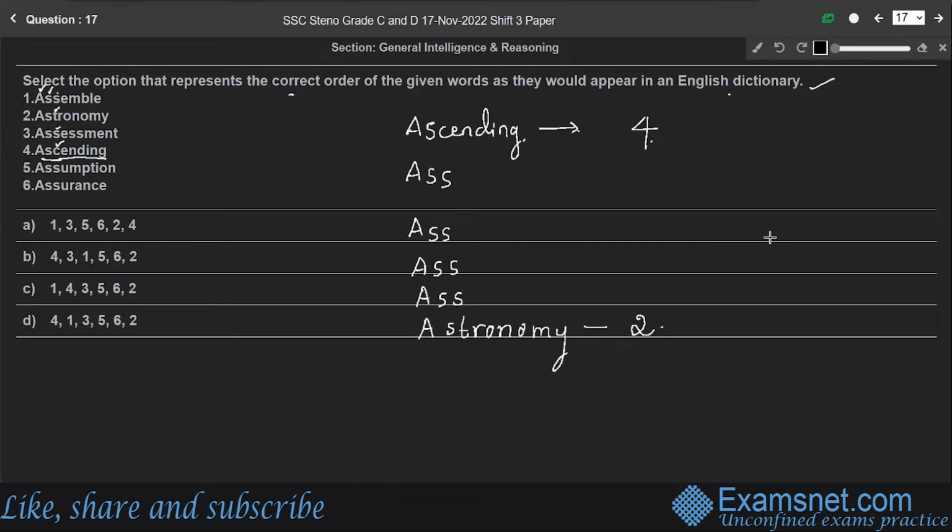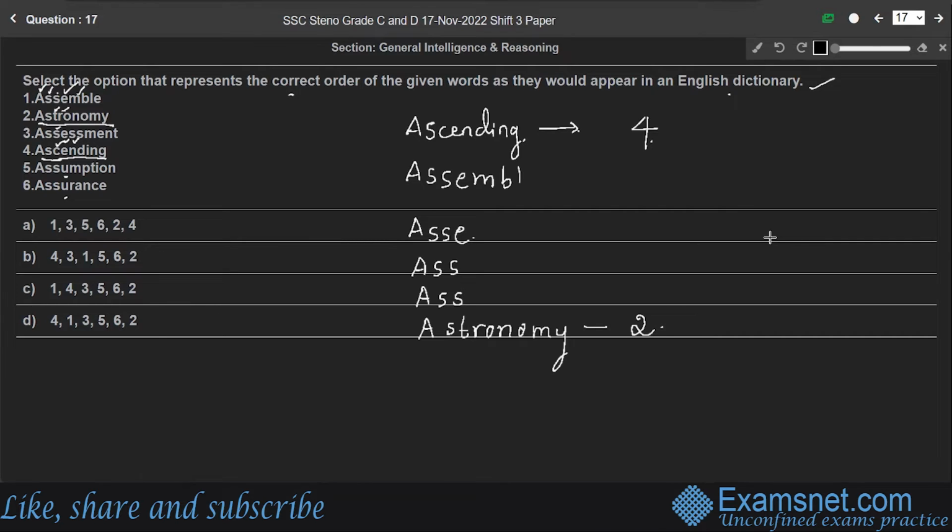So when it comes to second, third, fourth, and fifth, we have to consider the fourth letter. Which is E in the first word, assemble. The fourth letter is R in the second word. In the third word, it is again E. In the fifth word, it is U. So the letter E comes before U. Therefore, consider the fifth letter. M is in assemble, S is in assessment, and M comes before S.